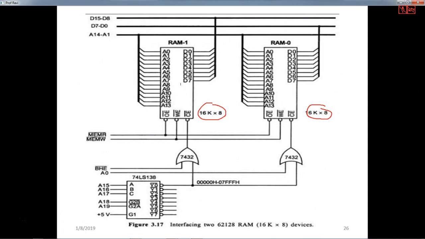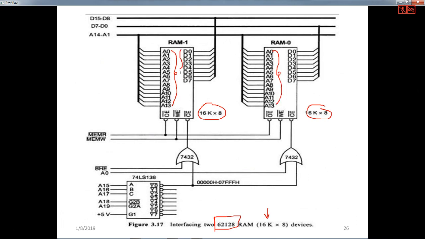And now here you have a RAM IC, the 62128. You have two RAM ICs of 62128, and each is 16K. So 16K means how many address lines? K means 2 power 10, and 16 is 2 power 4. So 2 power 4 and then 10, so you have 14 address lines with the memory IC.